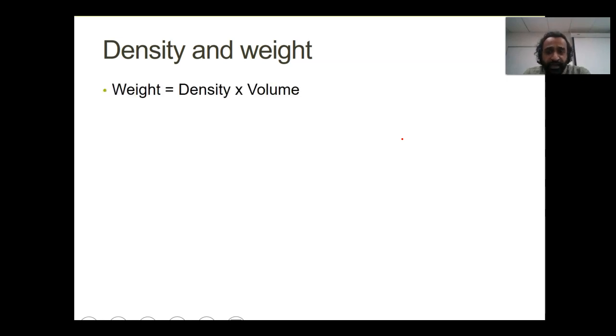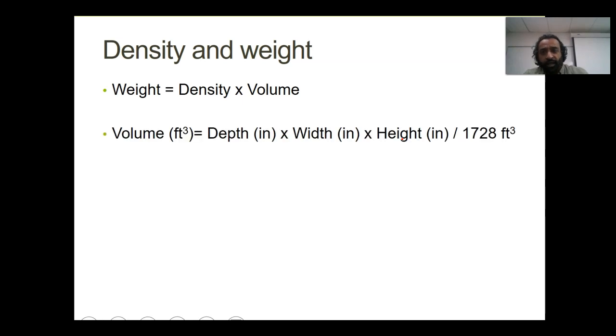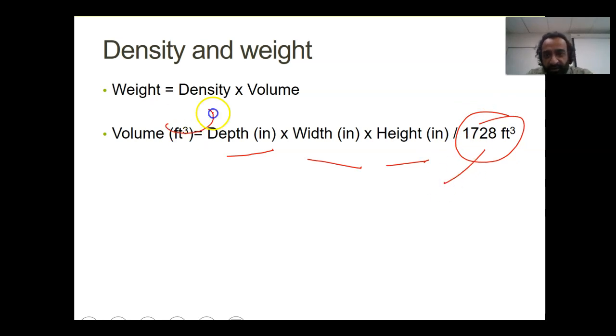So weight is density times volume, and volume of course is depth times width times height. You can measure in inches, but at the end you have to convert that. This is a conversion between inches and feet. So to get cubic feet, you have to convert to cubic feet. So that's the volume, and the reason we need to know the volume is that you want to achieve the right density.